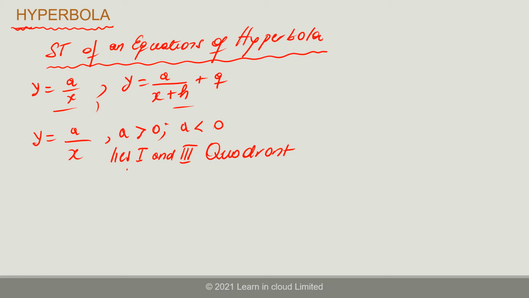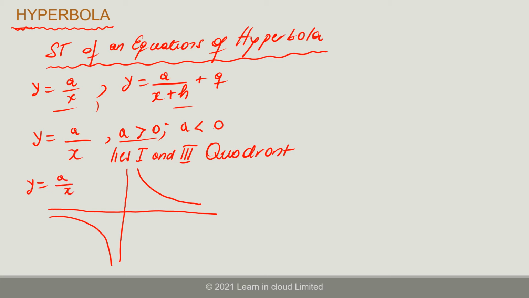What does it mean? I'm gonna draw my little graph here. When a is greater than 0, as a positive, I know that my graph is gonna lie in the first quadrant and the third quadrant. So this is when y equals a over x. Each and every positive value of x will give you a positive value of y. Every negative value of x will give you a negative value of y.